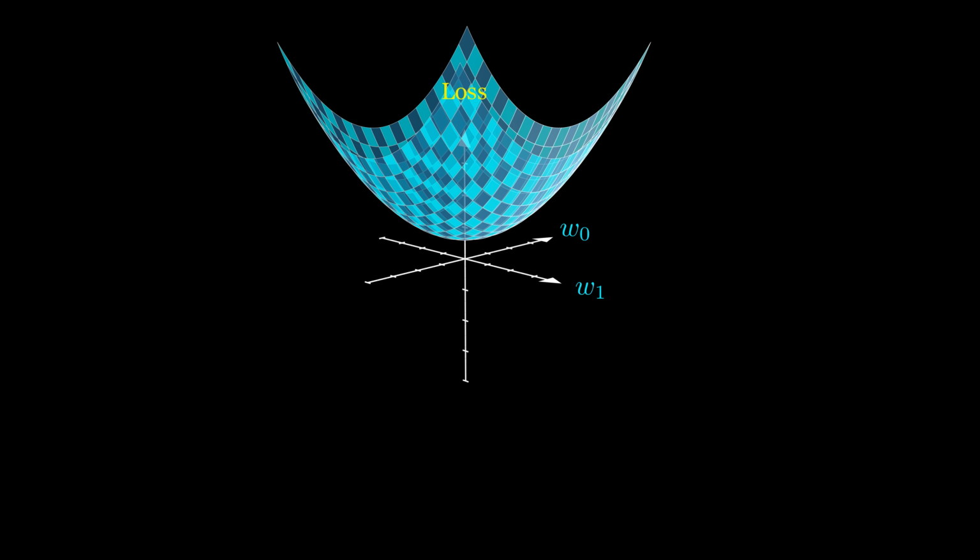Imagine a coordinate system where W1 is on the x-axis and W0 is on the y-axis. The vertical z-axis represents our loss. The goal here is simple but critical. We need to find the specific coordinates of W1 and W0, where the loss is at its lowest point.